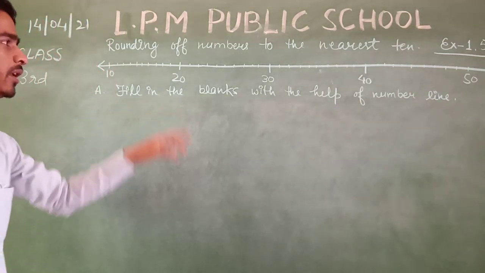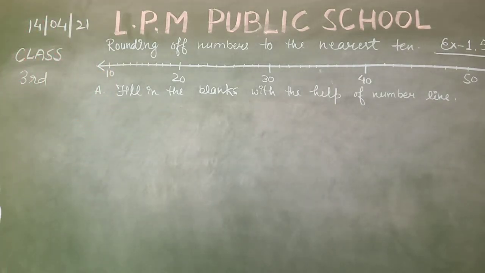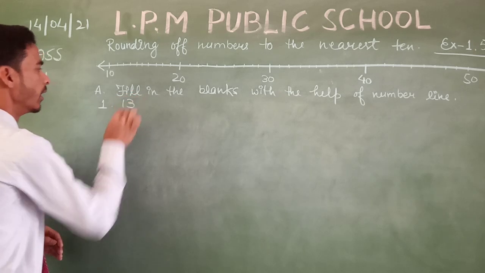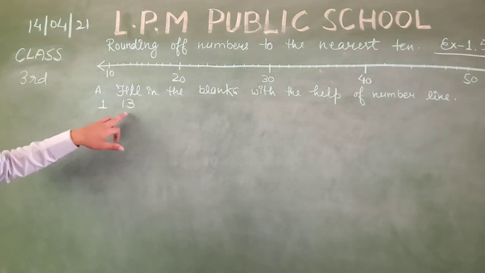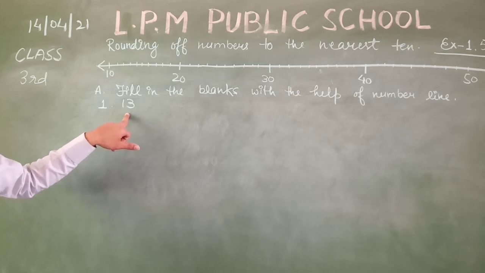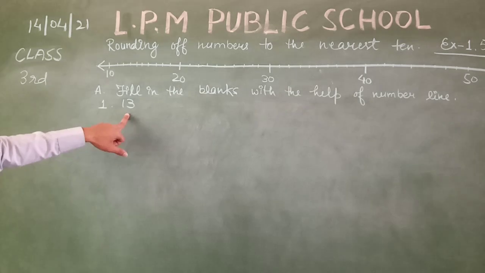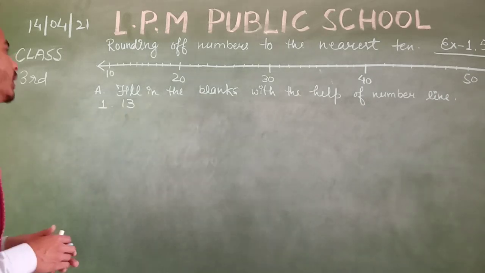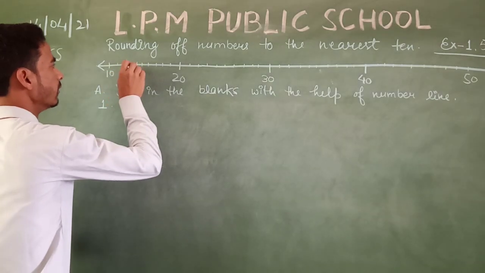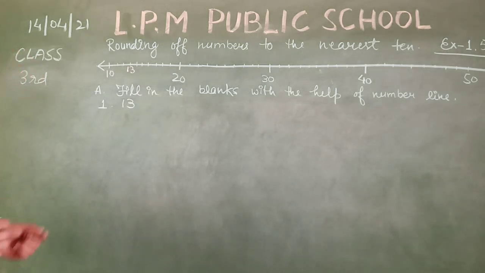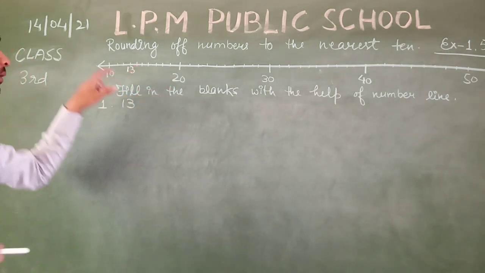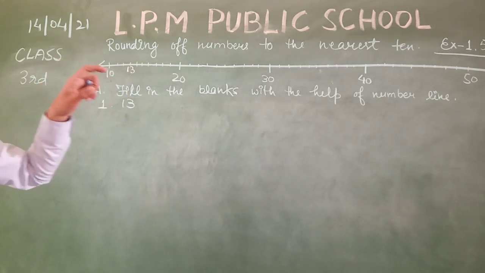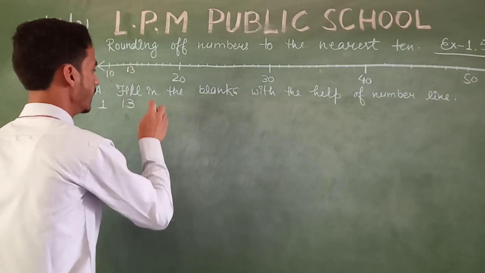The first question is: fill in the blanks with the help of a number line. There is a question, 13. You know that 13 is between 10 and 20 but closer to 10. Here are 11, 12, 13, so 13 is here. So we can say that 13 is rounded off to the nearest 10, which is 10.